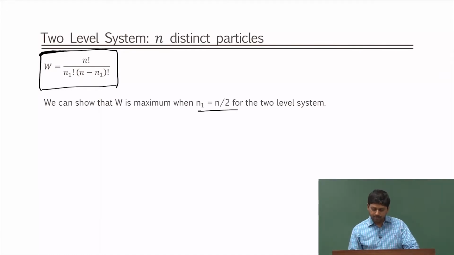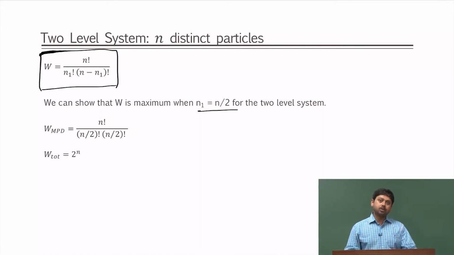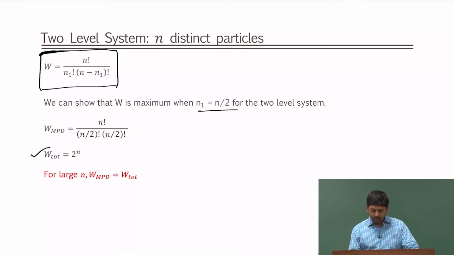We will first show that, and why it is half. Then all possible distributions, as we said, for n distinguishable particles in two distinguishable boxes, all possible distributions number 2 to the power n. We have discussed that this is all the possibilities, and we will show that for large n the W of the most probable distribution becomes equal to that.